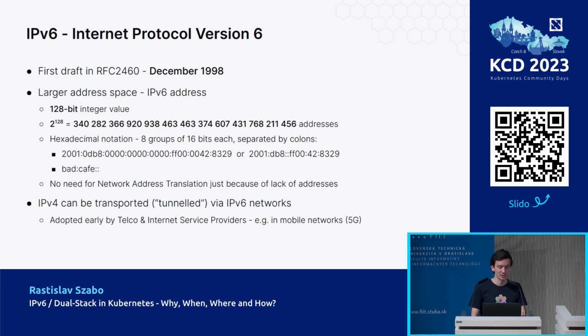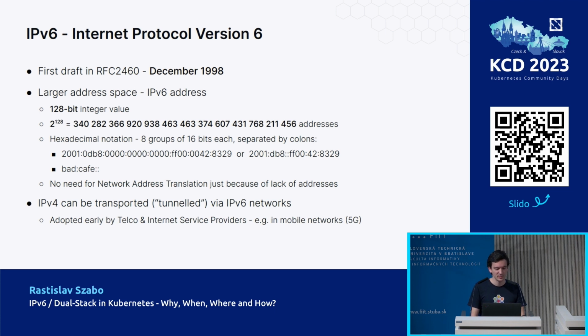We use hexadecimal notation for IPv6 addresses, 8 groups of 16 bits each, separated by colons. You can see some examples there. Those two starting with 2001 are equivalent. And bad colon cafe, 2 colons is also an IPv6 address.